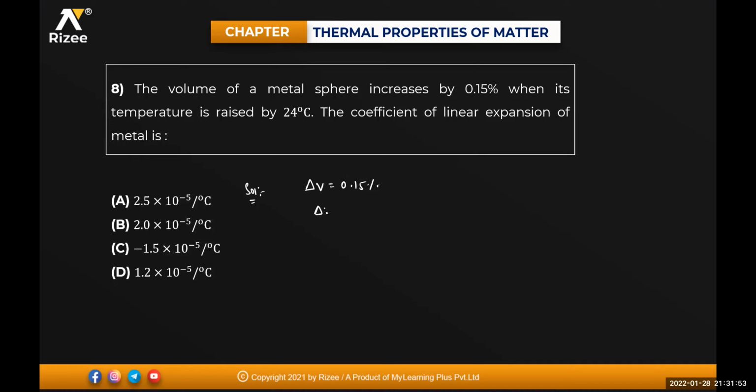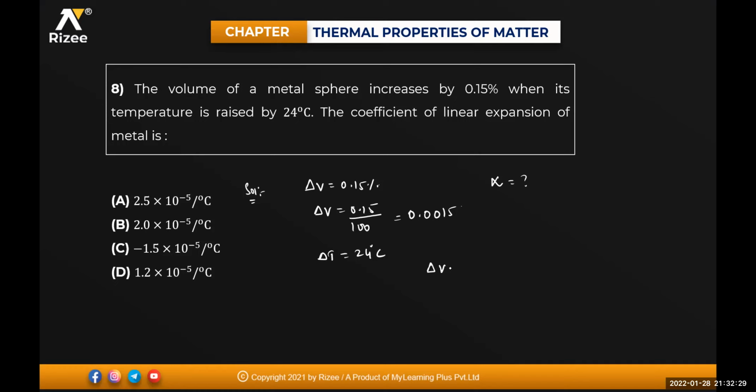But if I'm converting into this one, 0.15 divided by over 100. That means that will become for me 0.0015. The volume of a metal sphere increases by 0.15% when its temperature is increased by over 24 degrees centigrade. That means delta T is given as 24 degrees centigrade. It is asking the coefficient of your linear expansion. That means alpha is equal to how much?